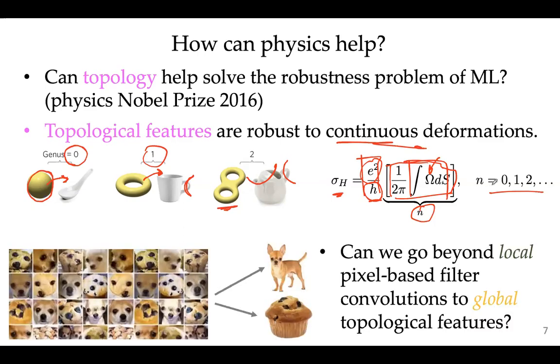So can we find architectures or methods in machine learning that would be robust against noise? It could be adversarial noise added, or it could be noise in the original data. So can we go beyond the local pixel-based filter convolutions to global topological features so that we can distinguish a Chihuahua from a muffin?